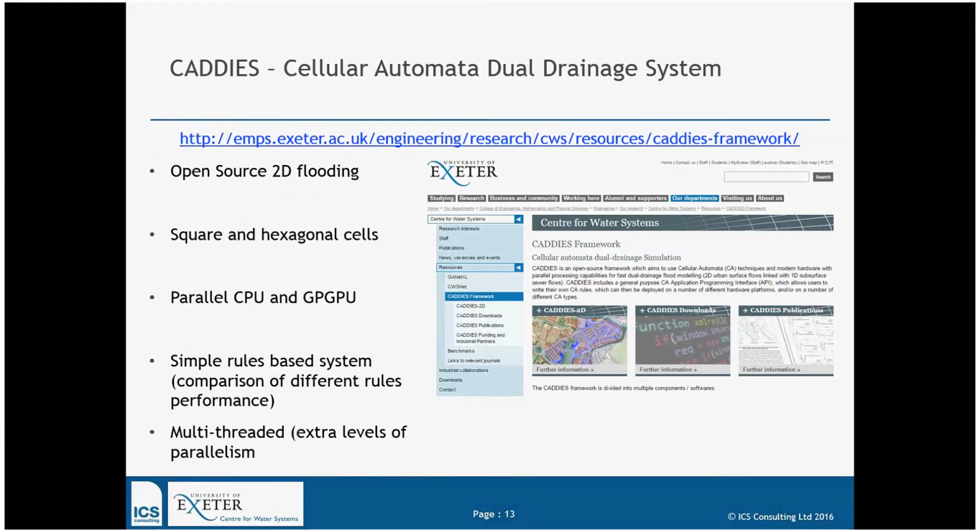So the CADDIES system is open source. It's actually an API designed to facilitate the design of these local rules and then to run them on different types of cellular automata and different parallel hardware. So it's many-core GPU or a multi-core CPU, square or hexagonal grids, for example.